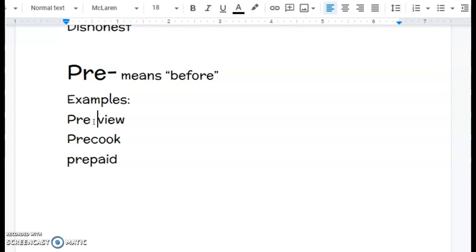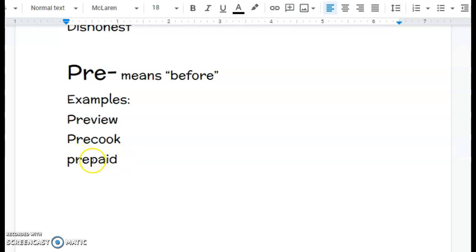So pre means before, view means to look at. So before you look at, in that case, in the meaning of like a movie preview, seeing it, a little piece of the movie before you see the whole movie. Next one is pre-cook. I can break that word apart as well. I see my prefix in there. So pre-cook, I know what cook means. Pre means before, so before you cook. So pre-cook might mean that you get something ready before you cook it. So before cooking.